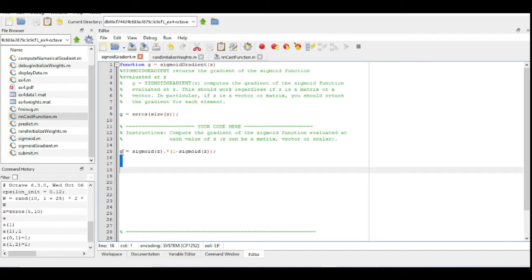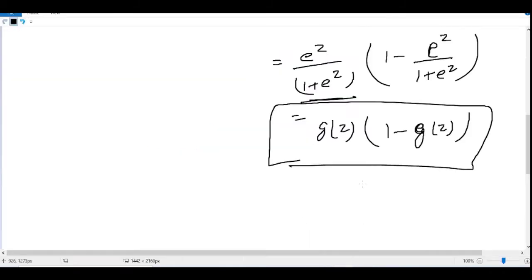So g is nothing but sigmoid of z, and z can be anything, right? It can be a matrix, a vector or a scalar. So we want to do this for each element of that particular matrix, so we write dot times 1 minus sigmoid of z. So this is what we got: sigmoid of z into 1 minus sigmoid of z.